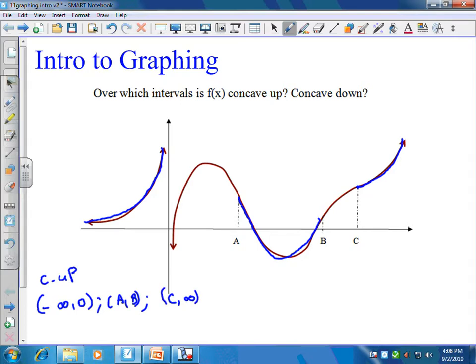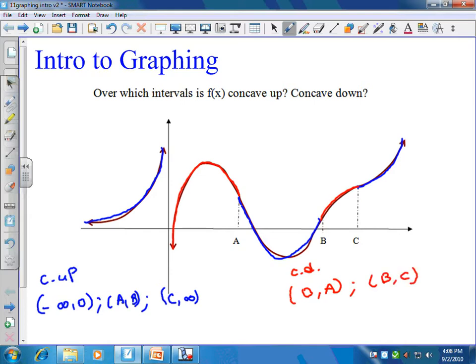And where is this function concave down? So over this interval, it's concave down. So you would give the region in terms of the x values. So basically from 0 to A, it's concave down. And where else is it concave down? Also from B to C, right? So over the interval from B to C, this function is concave down.